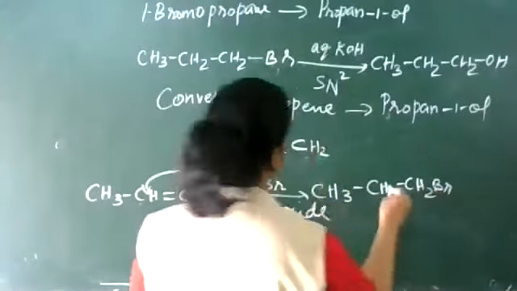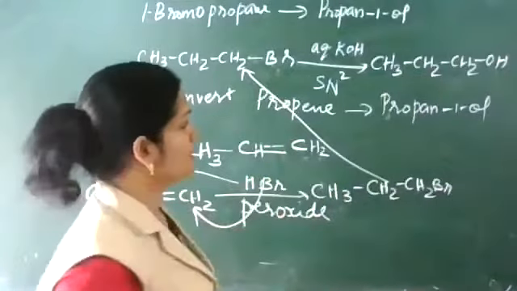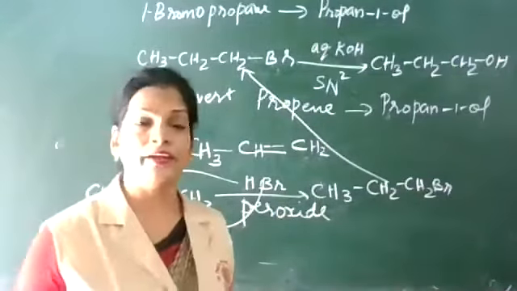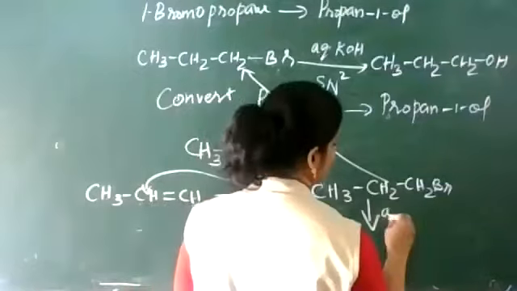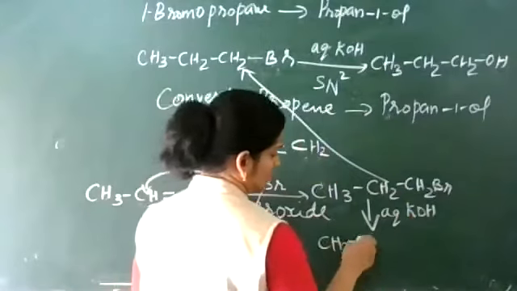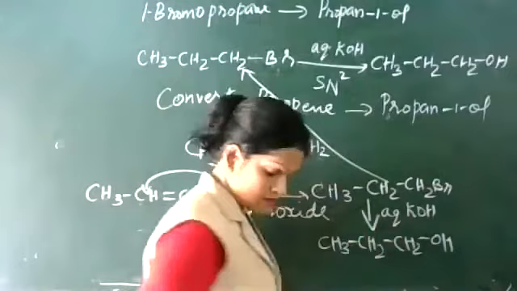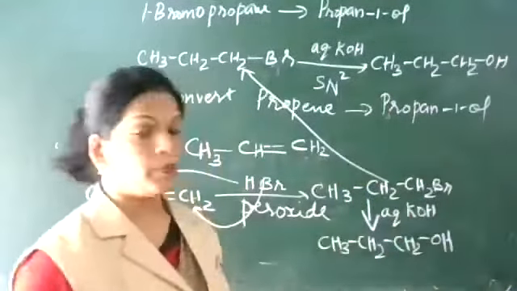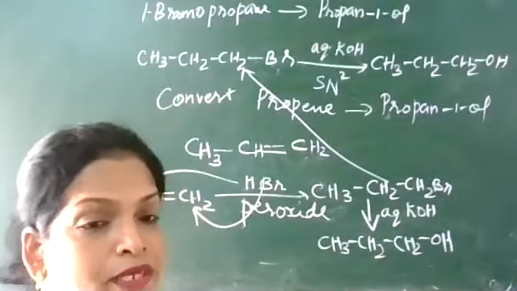So we have reached here. Now what can you do? You put aqueous KOH and you will get propan-1-ol. So this is a two-step reaction. I'm writing here aqueous KOH, CH3, CH2, CH2, OH, you get propan-1-ol.